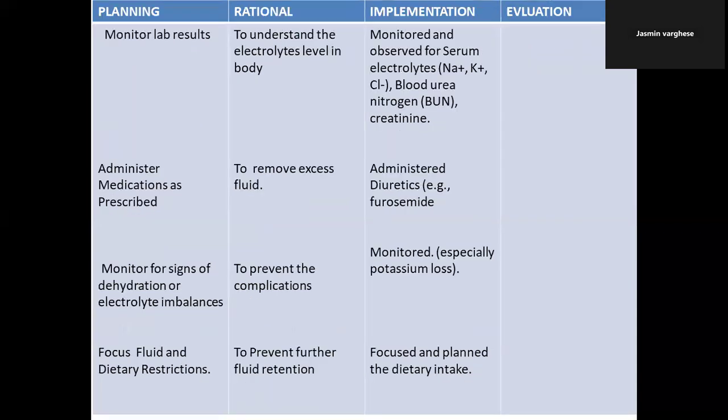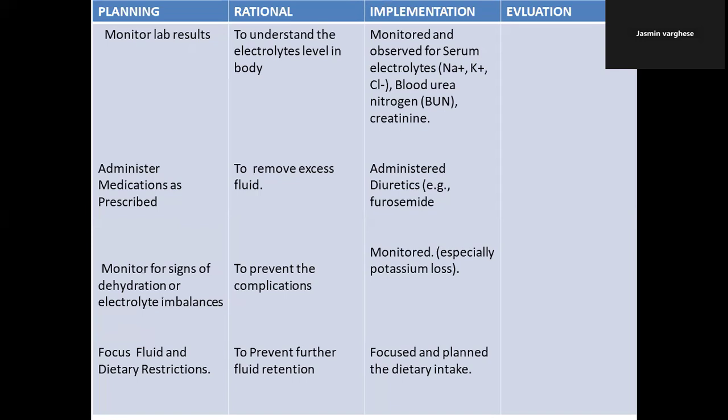The next planning, monitor lab results. Very important to understand the electrolyte levels in the body. Monitor and observe serum electrolytes: sodium, potassium, and calcium. You have to observe electrolytes properly. Then blood urea nitrogen, BUN, or creatinine. You have to observe all these things compulsorily. So in the implementation, you write monitored, and what you have seen in the lab result, you have to write in the implementation column.